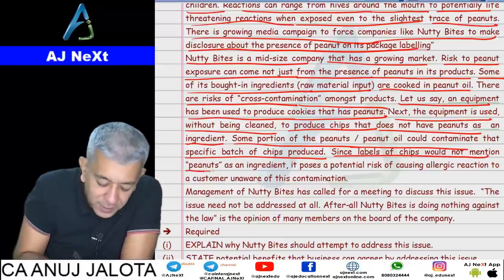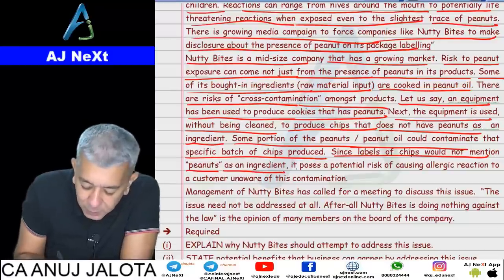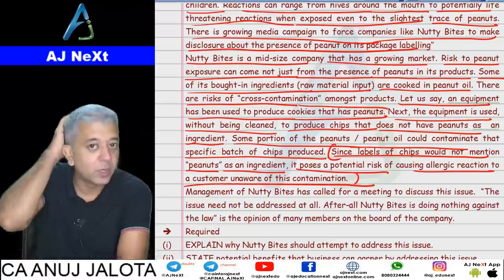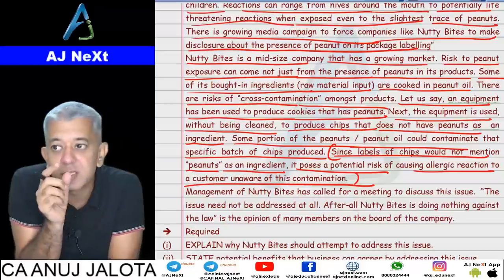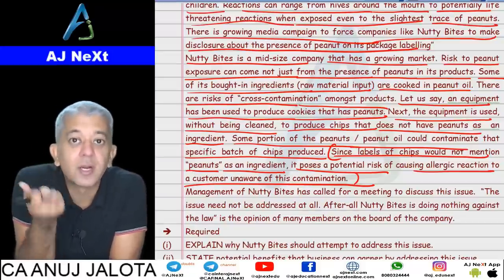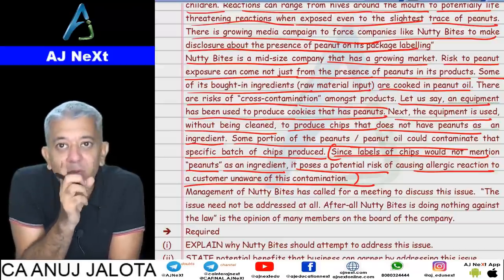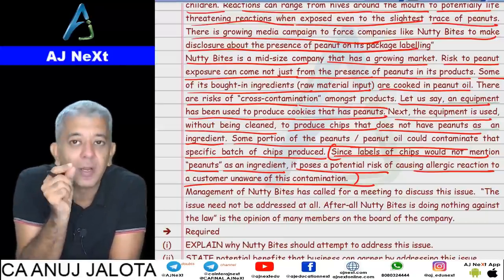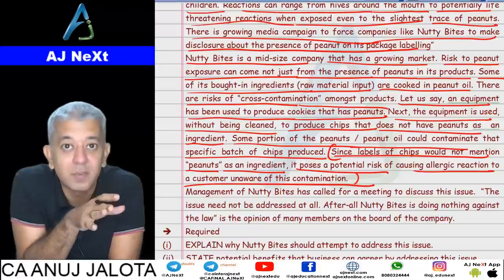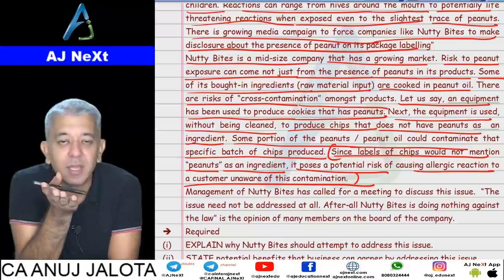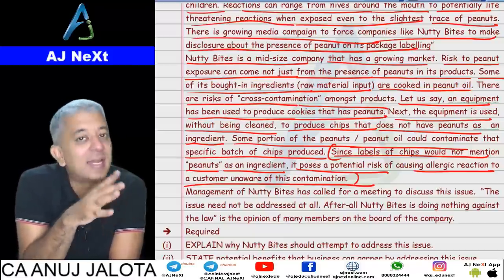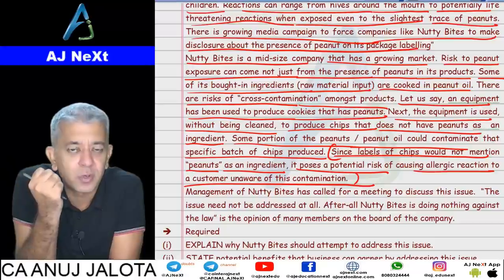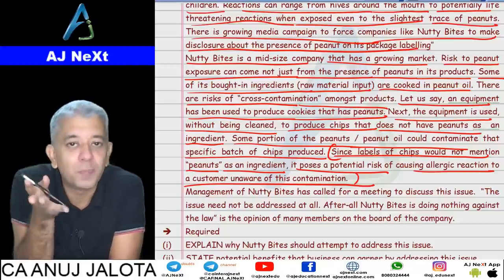Since the label of the chips would not mention peanut as an ingredient, it poses a potential risk of causing allergic reactions to a customer unaware of this contamination. Now this point, what those guys are saying is, suppose some customer is consuming that second product, which does not use peanut or peanut oil, but whatever we produced in the first batch which had peanuts, some amount of peanut or peanut oil can come as part of the second product. Although the second product does not have peanuts, we made the first product that had peanuts and we did not clean the equipment, so automatically part of that will go to the second product. Ultimately, we say there is no peanut, but technically there is.